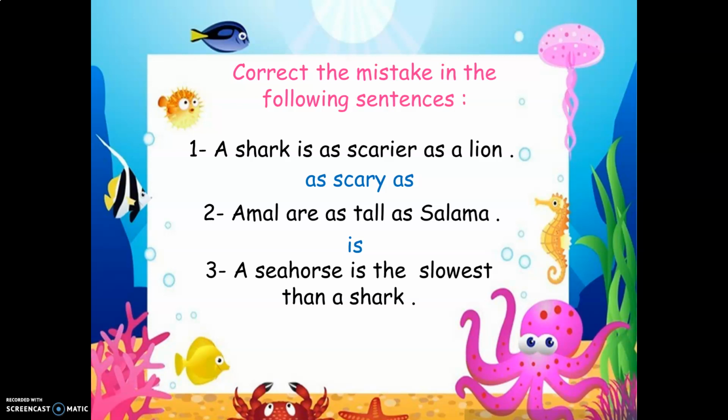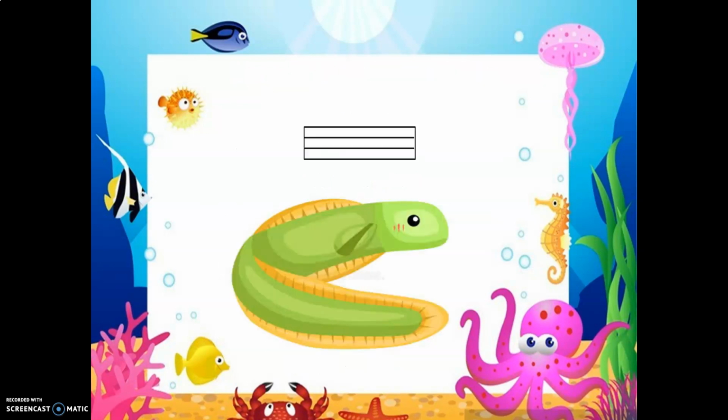3. A seahorse is the slowest than a shark. False. Now here in this sentence I compare between a seahorse and a shark, so I should use the adjective plus er than, right? So a seahorse is slower than a shark.